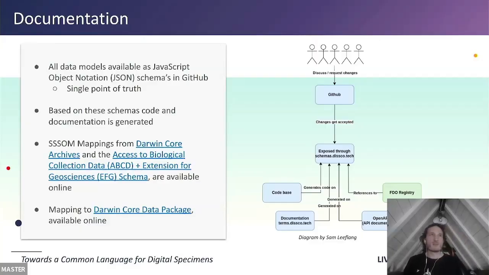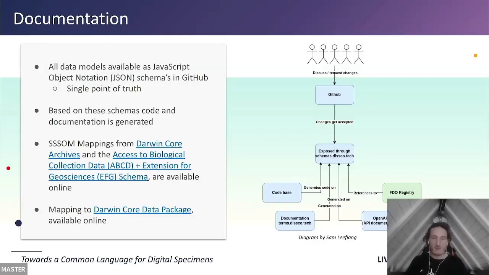For the data models themselves, I recently created the first set of TriplesOM mappings for openDS and Darwin Core Archive, or openDS and the ABCD-EFG. It's still a bit new to me, so they are available online. You can have a look at those.